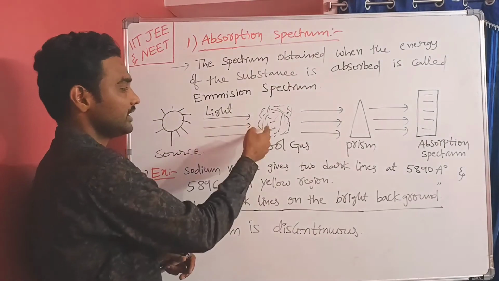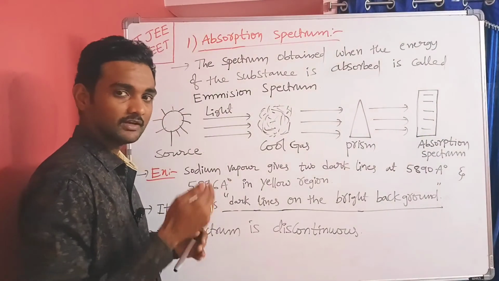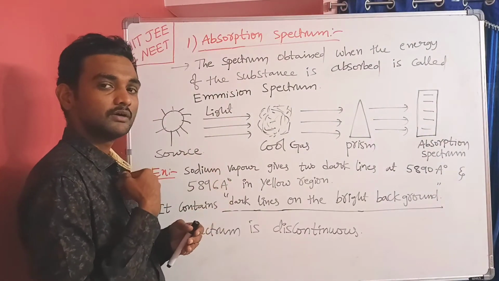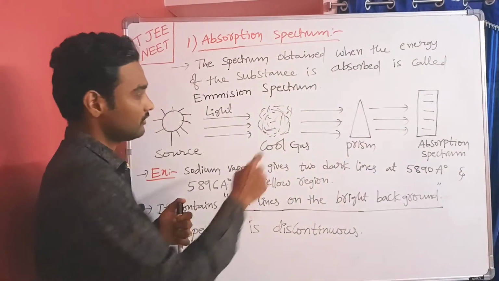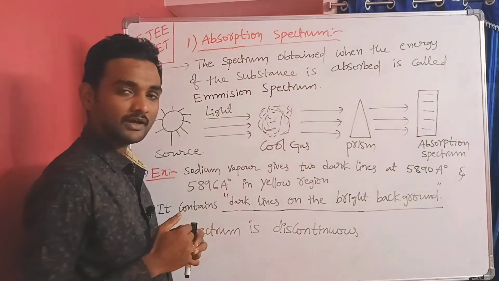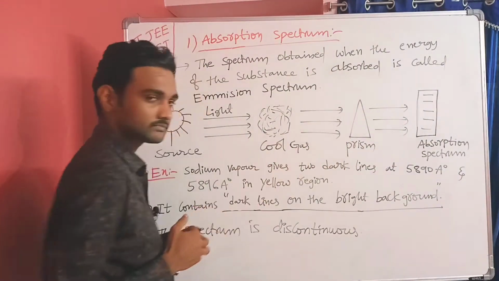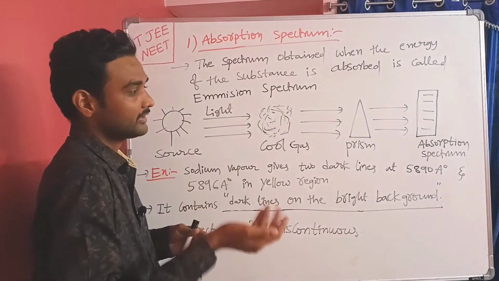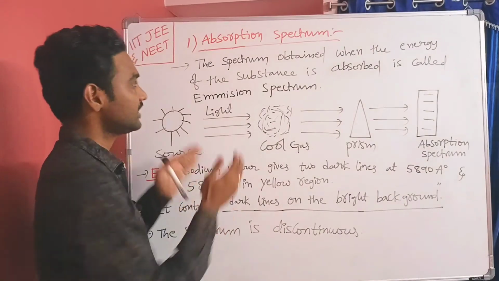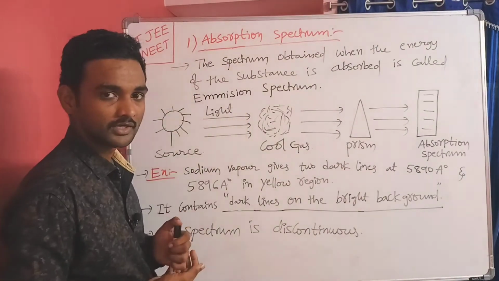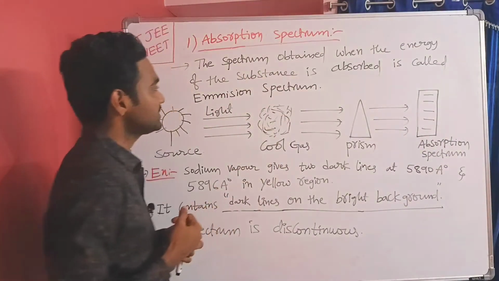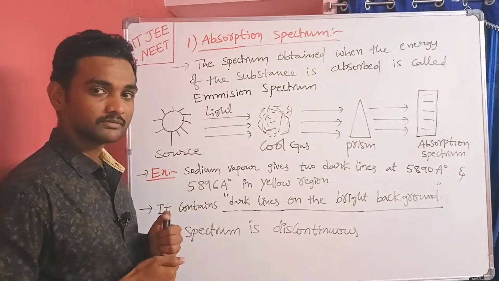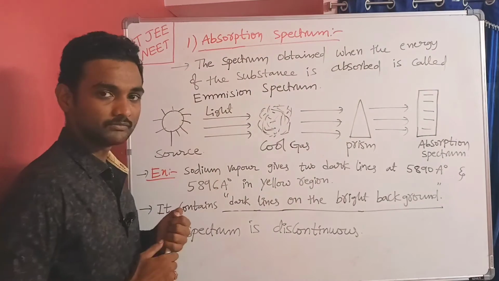Now this light I am sending through the cool gas, then this cool gas can absorb some amount of light, then it can release some amount of light. Now this released light I am sending through the prism, then we can get absorption spectrum. This is the recording of absorption spectrum. Simply, what is absorption spectrum? The spectrum obtained when the energy of the substance is absorbed is called absorption spectrum.